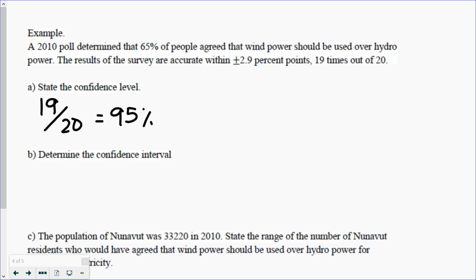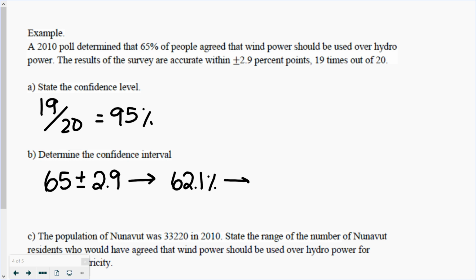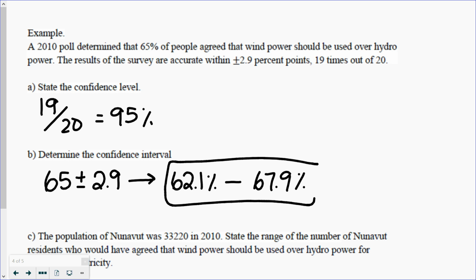The confidence interval, so 65 plus or minus 2.9%. So to get that range or the interval, we're going to subtract 2.9 from 65, gets us 62.1%. And we're going to add 2.9, that gets us 67.9%. So this is our confidence interval. So between 62.1 and 67.9% of people agreed that wind power should be used over hydropower.